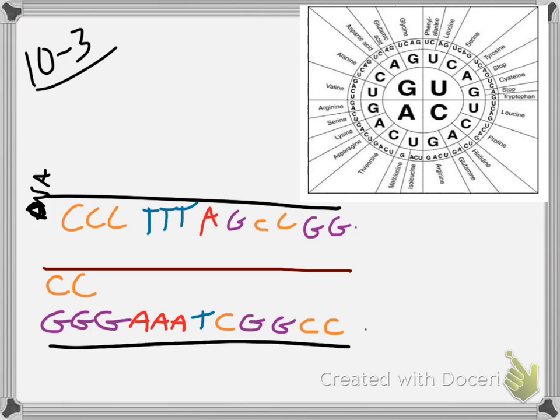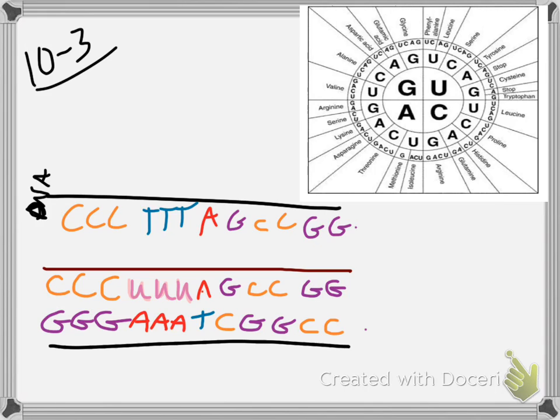mRNA, yep. So GGG pairs to CCC, AAA pairs to what? U. Yes. I'm making those pink. I should make that a darker pink. I lined them up badly again, didn't I? There, we'll do that. And T pairs to what? A. C pairs to G. G's pair to C's. And the C's pair to G's.